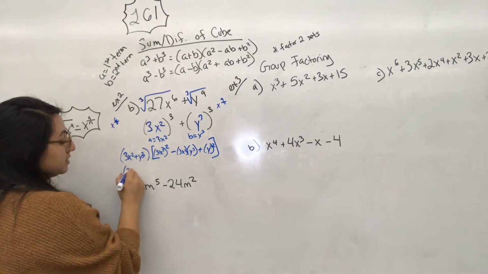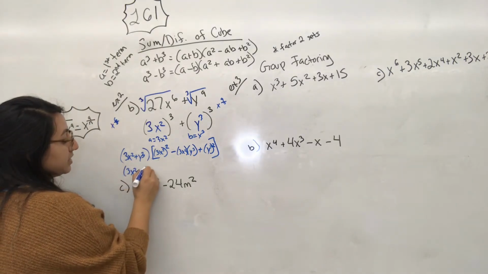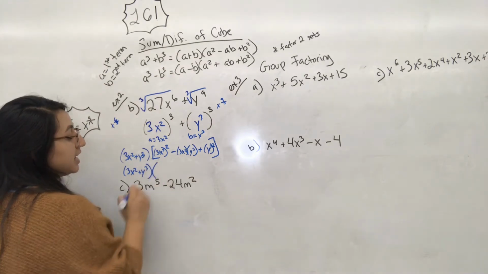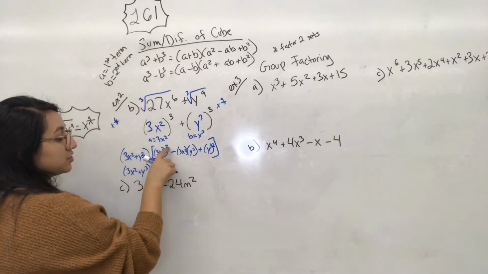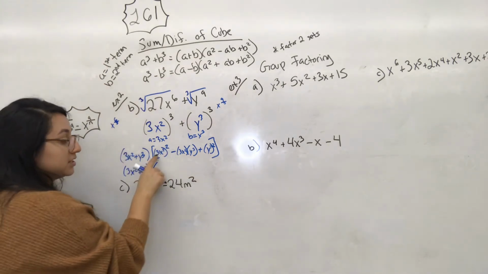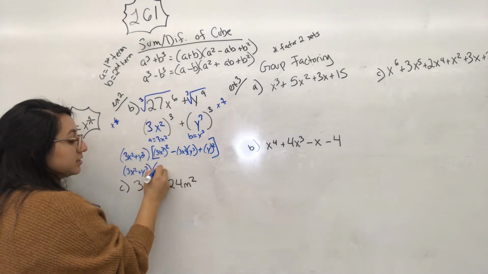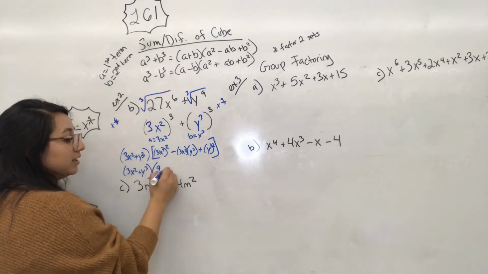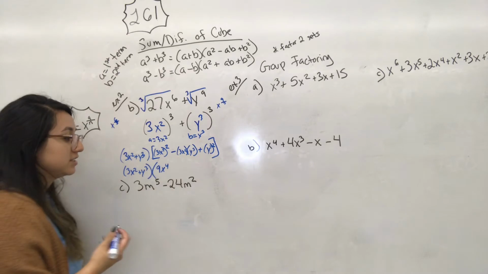So this one stays the same, plus y cubed, times 3x squared, squared. So you square both factors between the parentheses. The 3 is squared, so that's 9. And the x squared is also squared, so that means it's going to be x to the 4th.